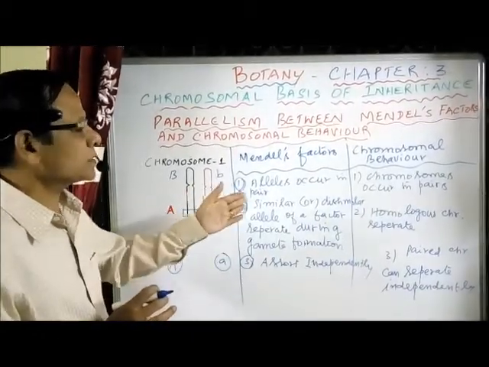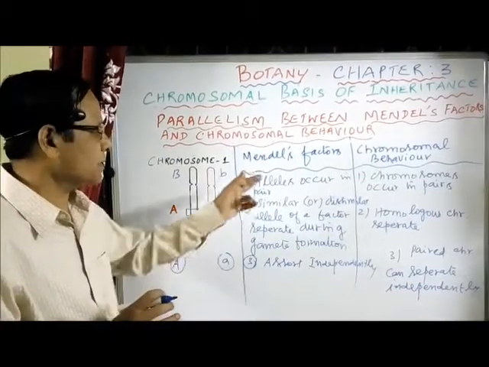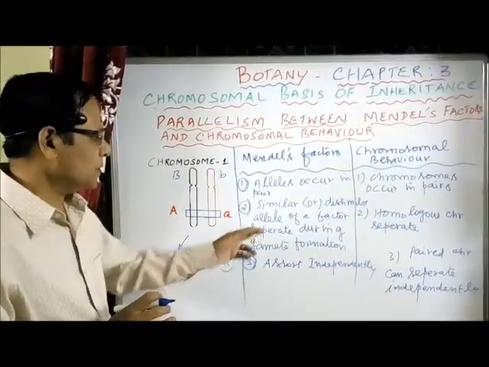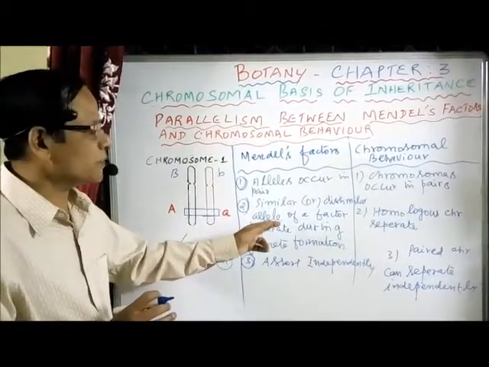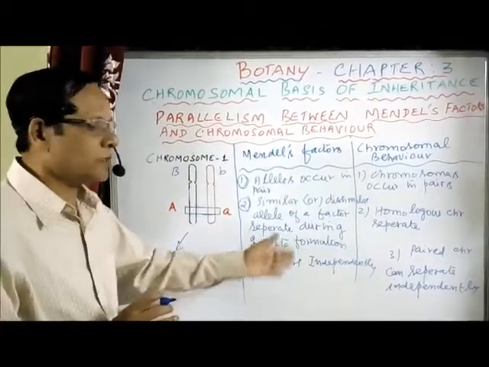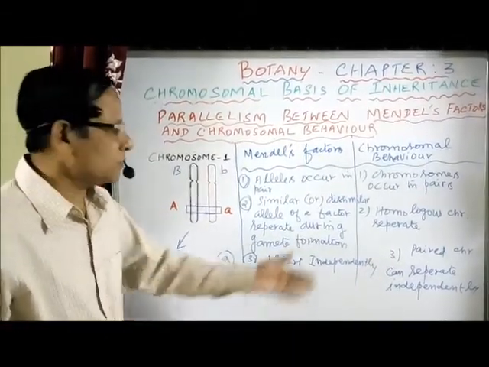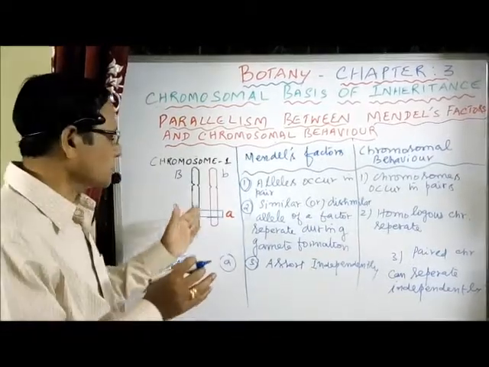So this is the parallelism, or the similarities, between Mendel's factors and chromosome behavior. They occur in pairs, and chromosomes also occur in pairs. Now the factors separate during gamete formation, and the chromosomes also separate during gamete formation. They are sorted out independently without affecting others, without knowledge of others. There also the homologous chromosomes are sorted.